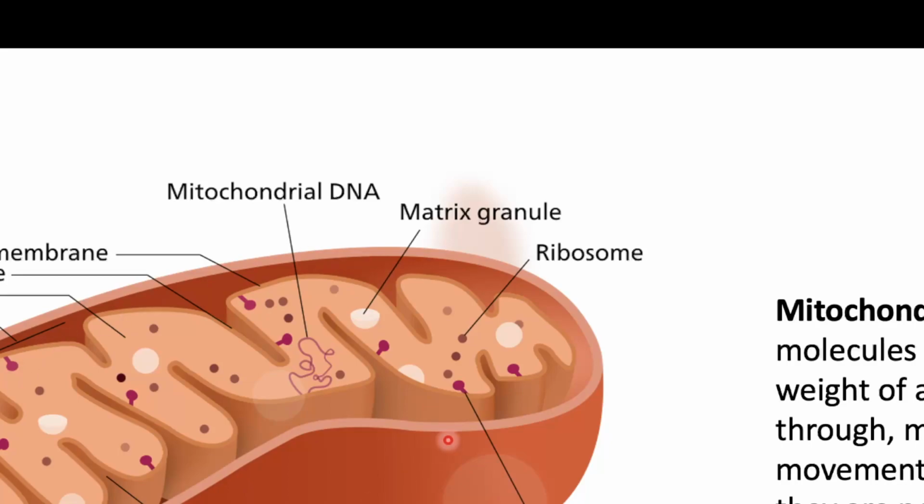So this is the structure of mitochondria, where we have different parts. The outer membrane, there are porins in the outer membrane. Then there is the intermembrane space. This is the inner membrane, and inside the inner membrane is the matrix. These are also called the cristae, finger-like projections. There is mitochondrial DNA inside the inner membrane, and there are matrix granules as well as ribosomes inside mitochondria.